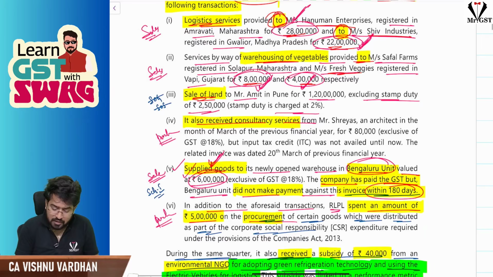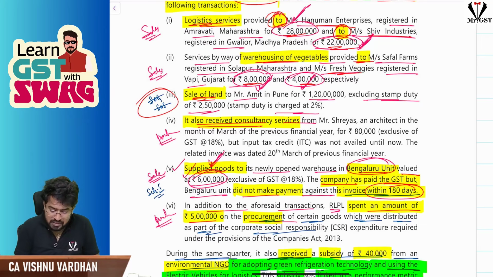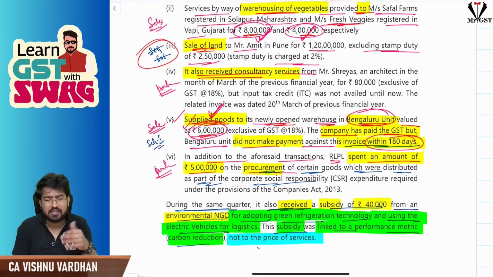Sale of land is neither SOG nor SOS, you will not add it to aggregate turnover. Also, received consultant, received means purchase, it is not sale. So, we will not add it to aggregate turnover, let us not worry about that. Next, supplied goods to newly opened warehouse in Bangalore, worth 6 lakhs, valued 6 lakhs. Valuation is not there in your syllabus for CA Inter, but still, such worth 6 lakh, they only give 6 lakhs. Interstate supply between distinct persons, Pune to Bangalore, all these things. So it is supply only, it should be added in aggregate turnover definition, 6 lakh.